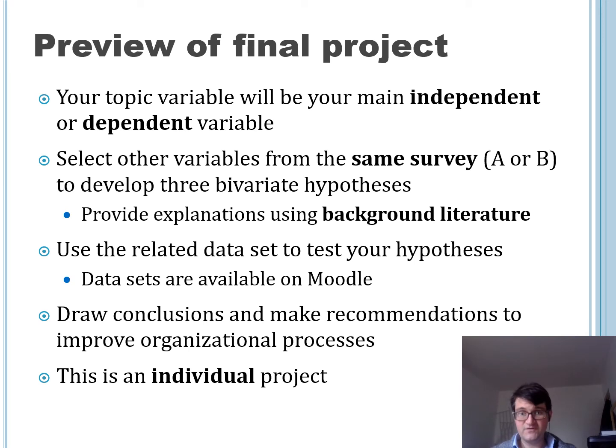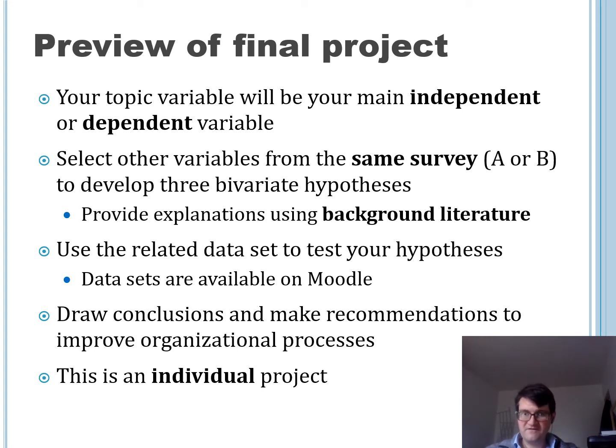There's no linkage between them, so you can't compare or contrast or correlate anything between the two surveys. It's impossible. There's no logical, practical, or in fact any kind of connection between the two surveys. So once you pick a variable in survey A, you're stuck with variables from survey A. You pick a variable in survey B, you're stuck with variables on survey B. You'll develop 3 bivariate hypotheses using those.